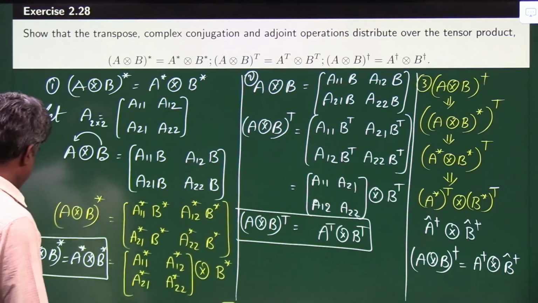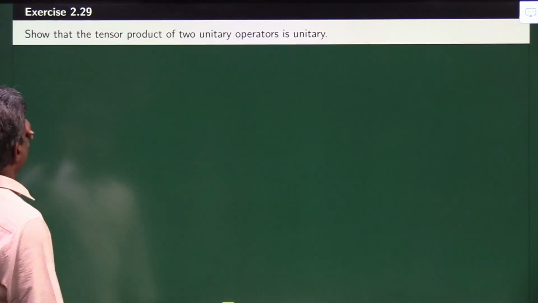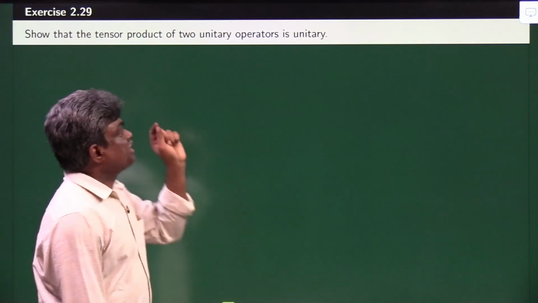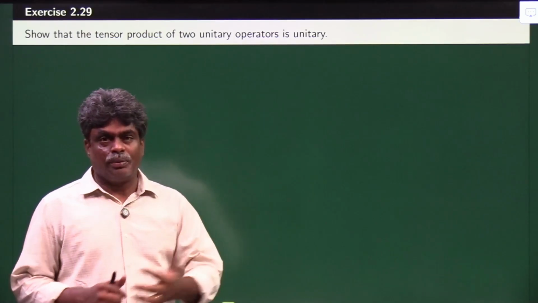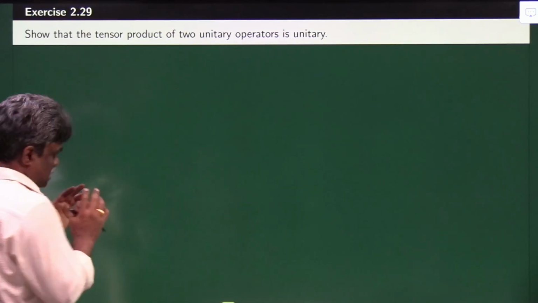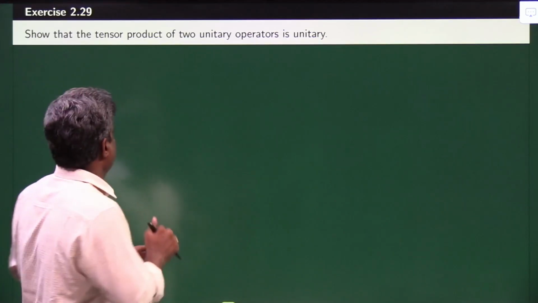So let us go to the next question. Here they are asking to show that the tensor product of two unitary operators is also unitary. Okay, so first let us define unitary operators.